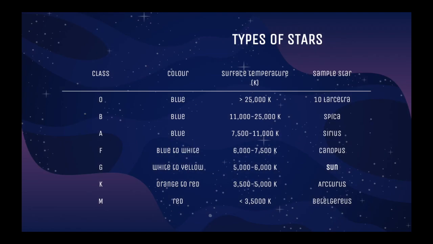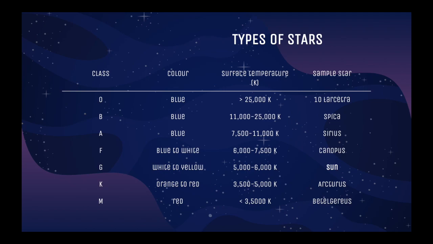Before getting to know the Kepler 452 star, I would like to classify some of the stars. In the shown table, there are different classes of stars. First, the O class, which has a blue color and a surface temperature of more than 25,000 Kelvin. An example is the 10 Lacertae star. This star has slightly ionized helium lines.